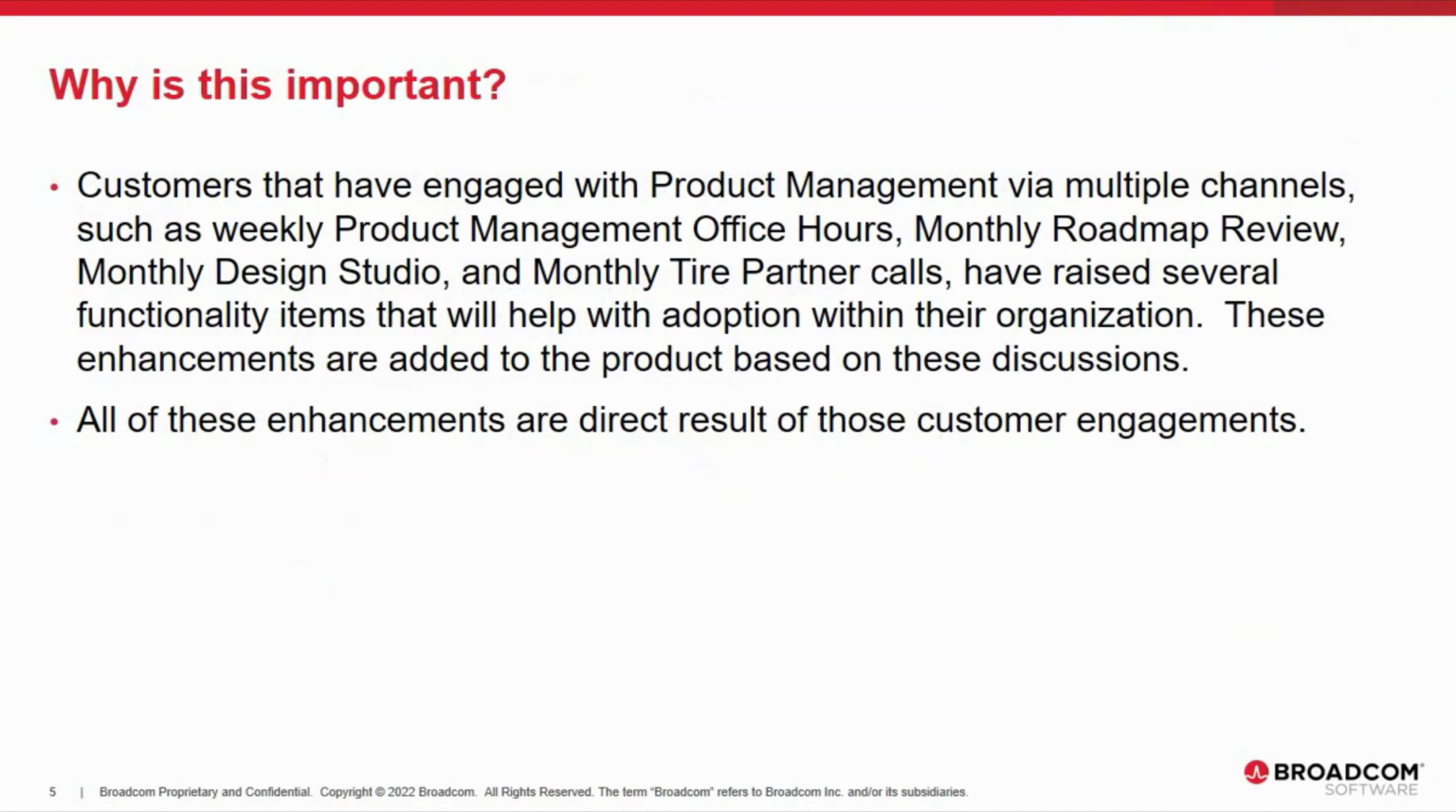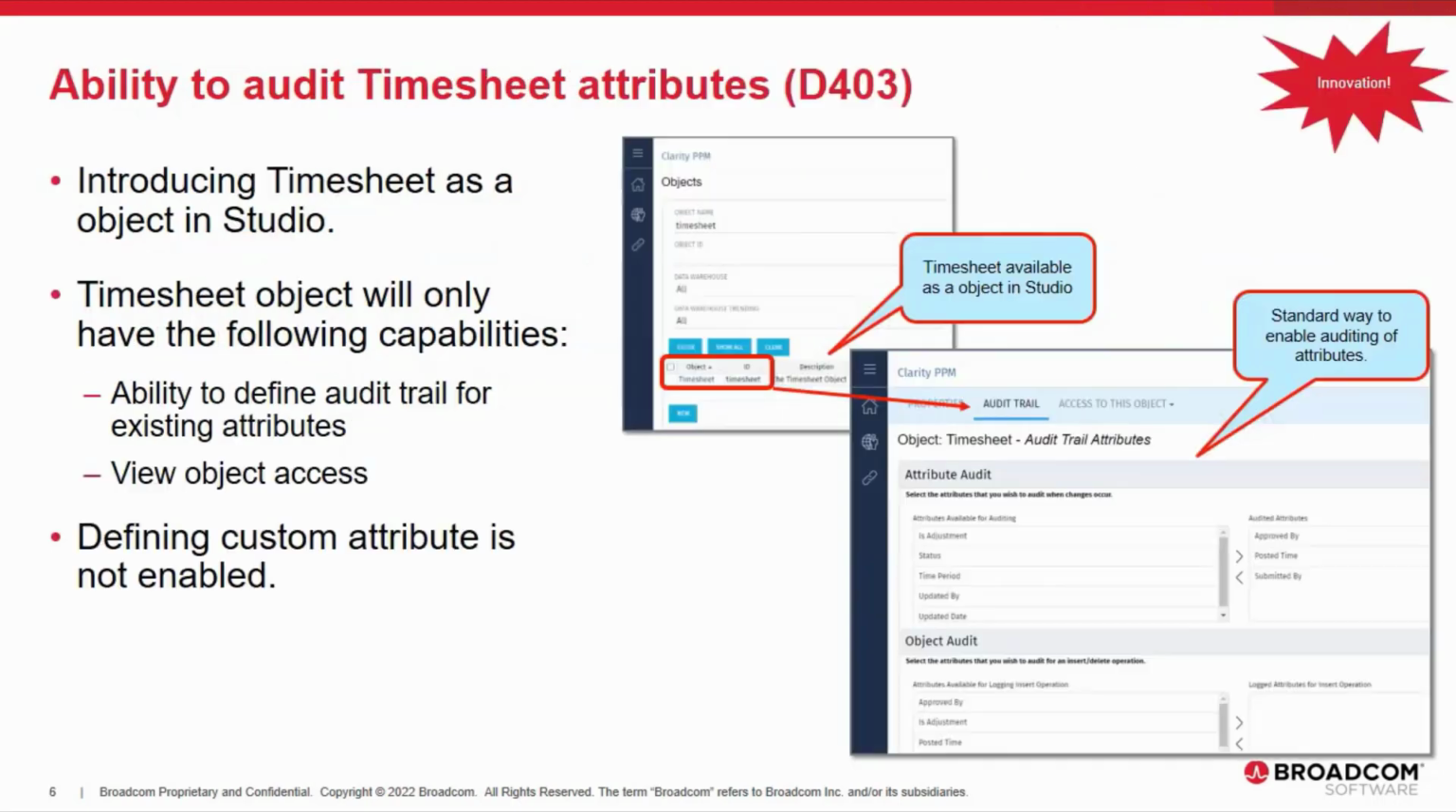The reason this is important is, customers have engaged with the product management team via multiple channels, primarily the product management office hours, the roadmap review, or the customer innovation calls that we run on a monthly basis. On each one of these calls, we are able to interact directly with the customers, and customers that have been using the product for several years have provided direct feedback to the product management team, and based on those we have then addressed these items in the product itself. So let's get started with each one of these technical ones.